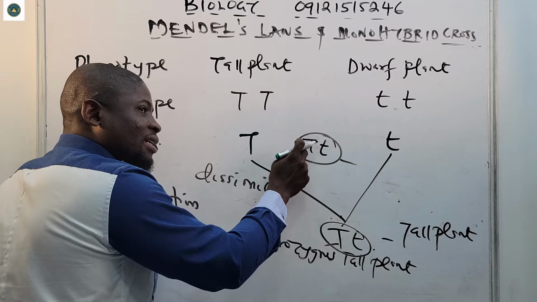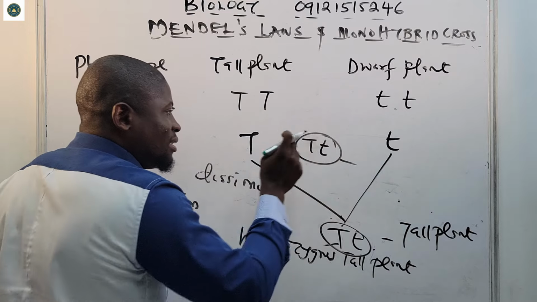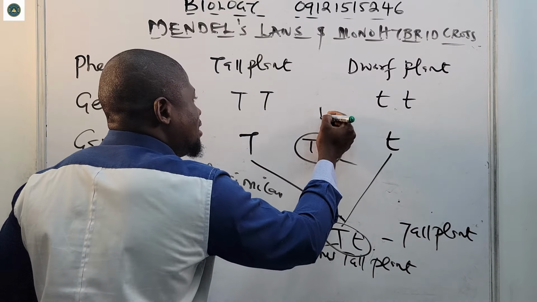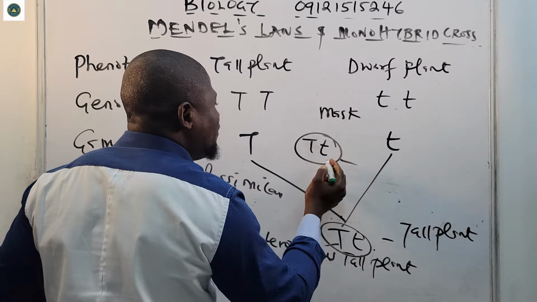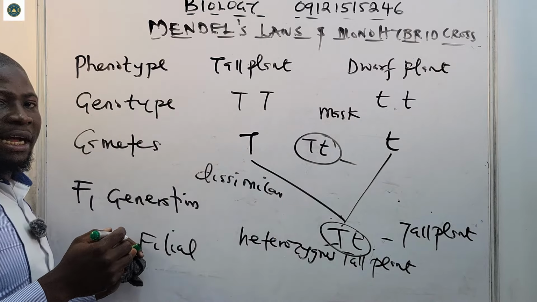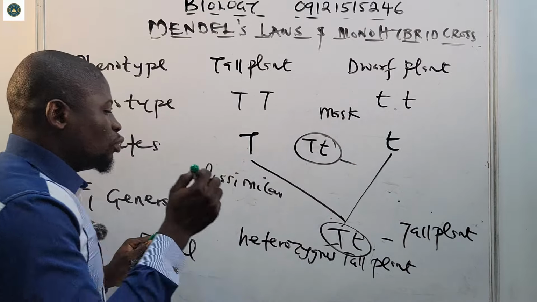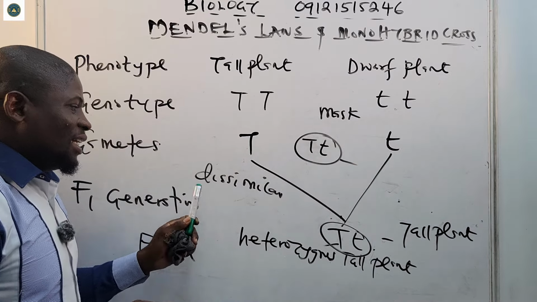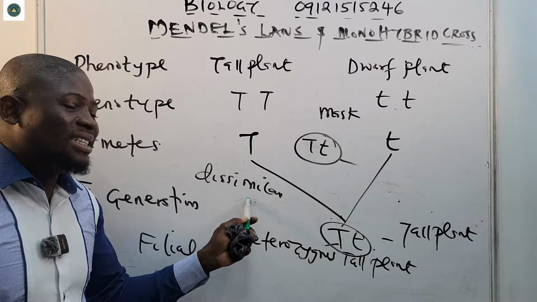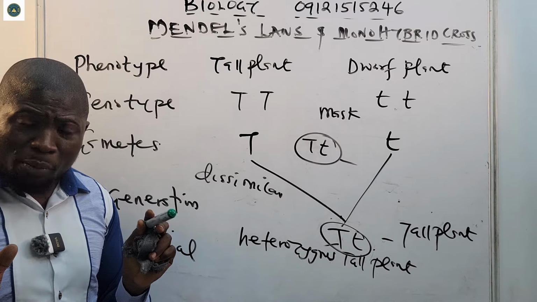Because this capital letter T is dominant over this small t, it will mask the effect of this recessive allele, all right? So I want to have a heterozygous tall plant, because the alleles are dissimilar. I hope that is very, very clear.